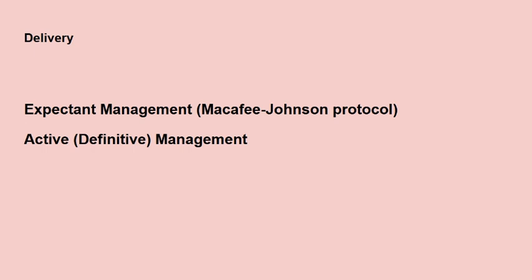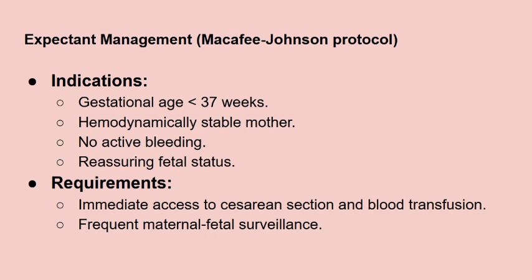So in delivery, there are usually two options when you are planning on how to deliver placenta previa. You have the expectant management, which is usually from the McAfee-Johnson protocol, and the active or definitive management. Generally in obstetrics, we know expectant management is the watching and waiting, and active management is the interventional management that you give the patient. So the expectant management, there are some indications.